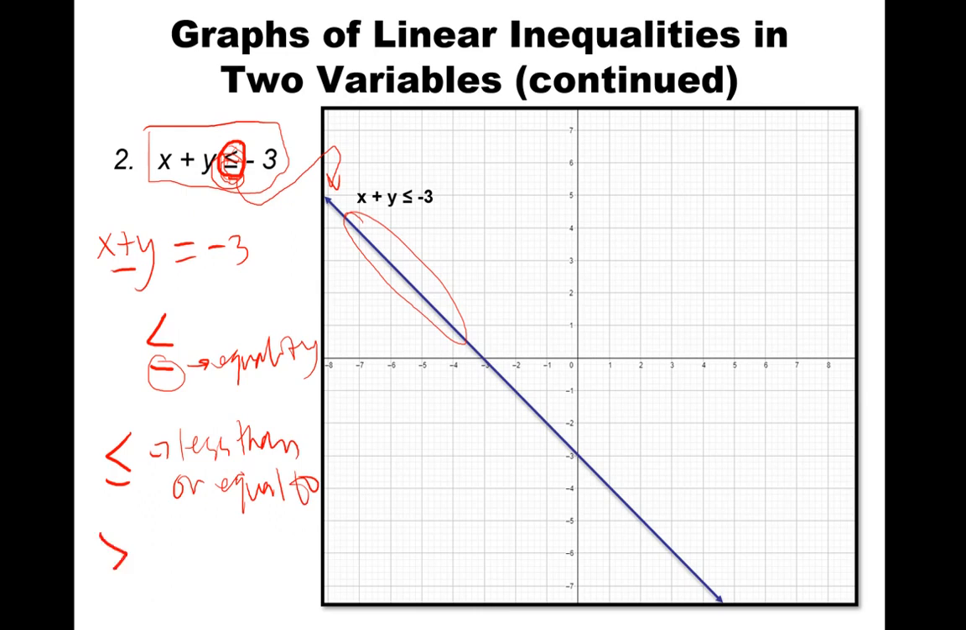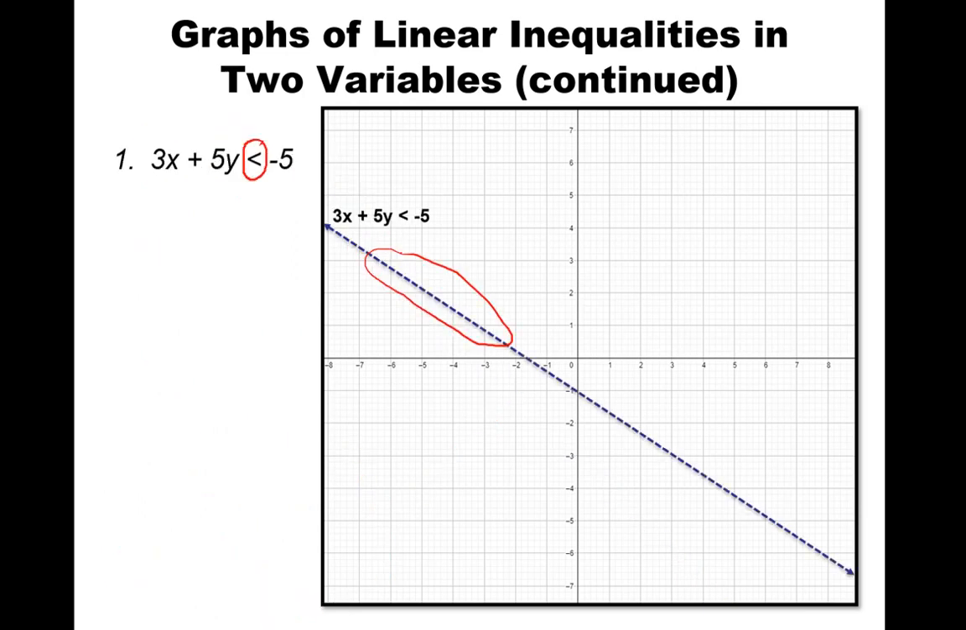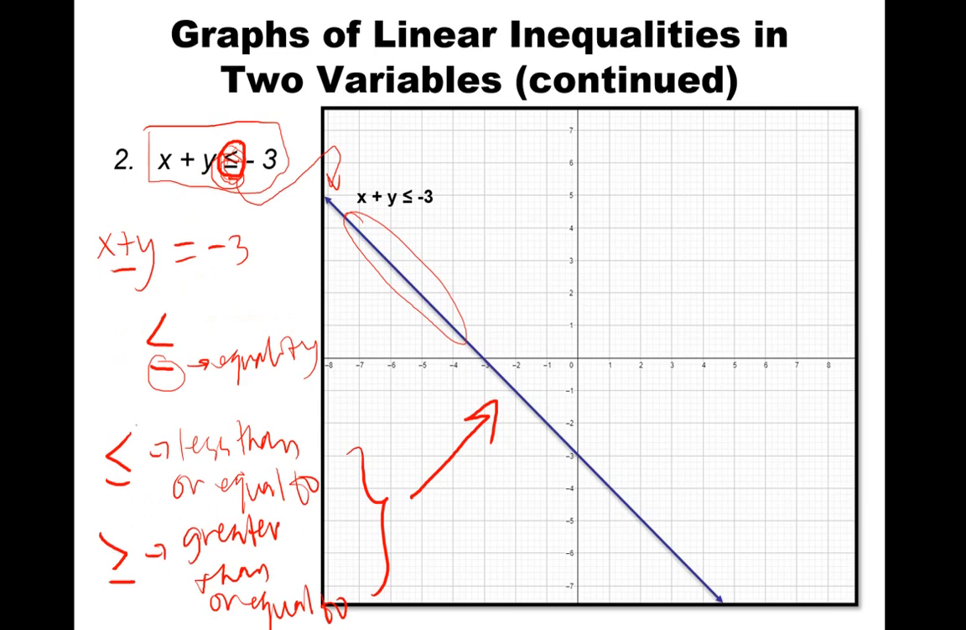Similar dun sa ating greater than or equal to. So sa greater than or equal to at saka sa less than or equal to, dito sa dalawang ito, ang ating graph ay magiging solid line. Whereas dito sa ating less than or greater than, we'll have a graph na broken line. Ulitin ko lang, kapag ganito yung symbols ng inequality na nakita ninyo, ang graph ng line natin ay broken line. And kapag ganitong symbols naman, itong dalawang ito, will have a solid line na graph.